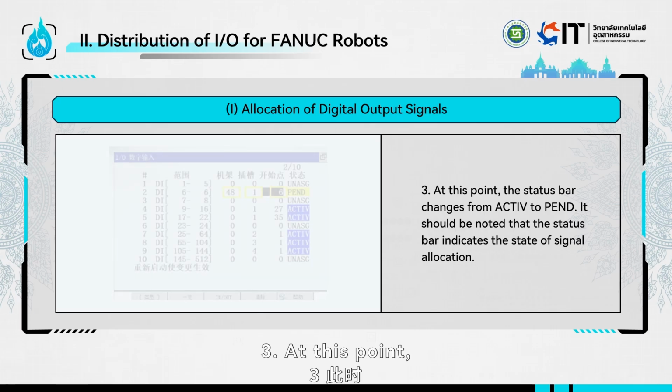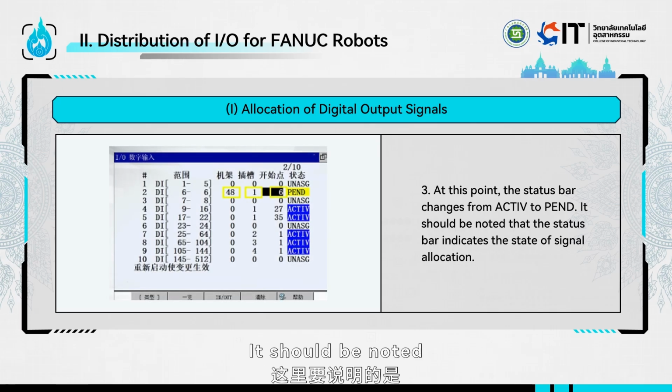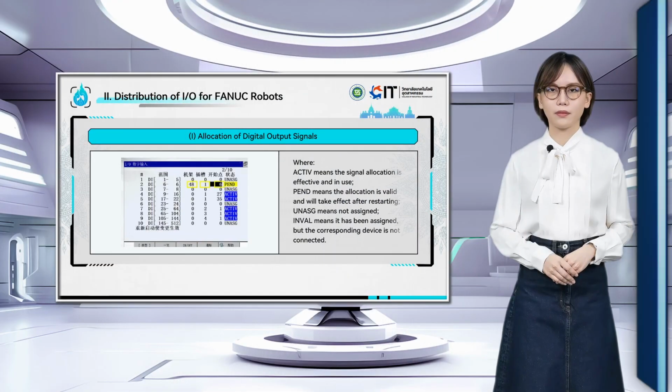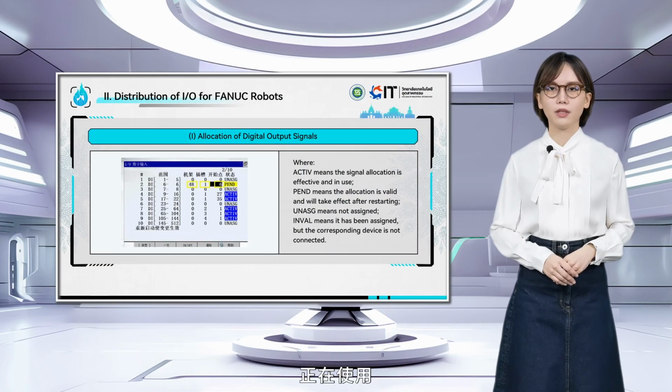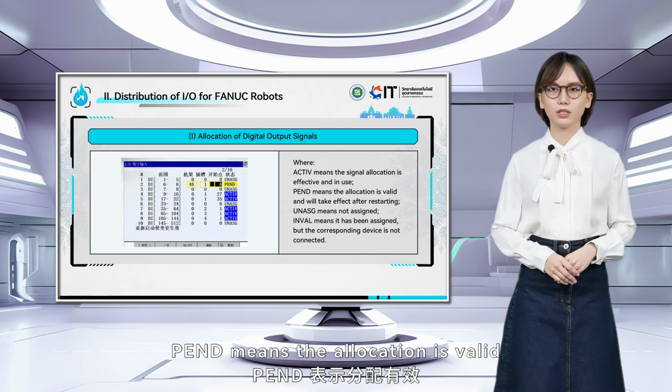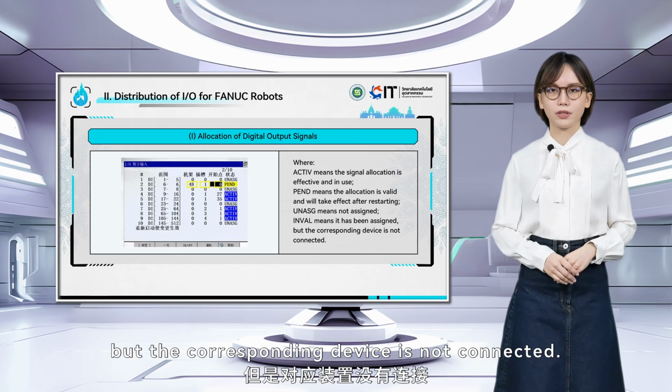3. At this point, the status bar changes from active to pending. It should be noted that the status bar indicates the state of signal allocation, where active means the signal allocation is effective and in use. Pending means the allocation is valid and will take effect after restarting. Unasgn means not assigned. Inval means it has been assigned, but the corresponding device is not connected.